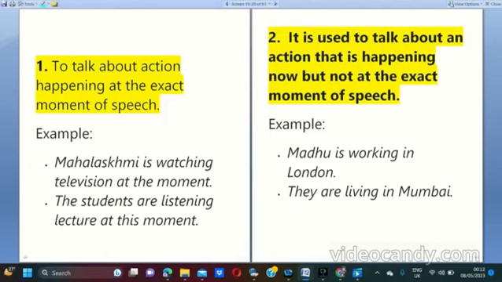That's the second point. The second criterion to use present continuous tense is to talk about an action that is happening now, but not at the exact moment of the speech. I told you earlier, Madhu is walking in London. The action is happening somewhere else in the present moment only, but not at the exact moment of the speech. They are living in Mumbai. These are all actions which are not happening at the exact moment of the speech. Those also can be said in the present continuous tense.